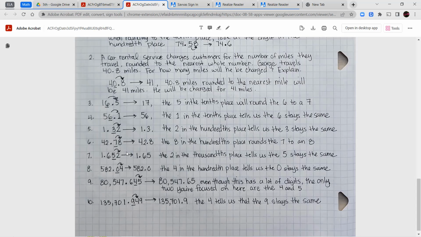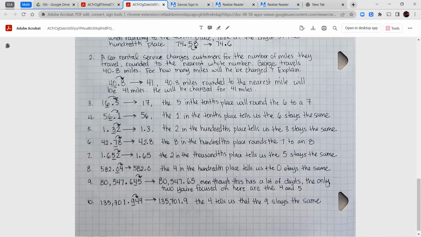Next, we have number 5, 1 and 32 hundredths. The place value that we're looking to round is the 10ths place. The number in the 10ths place is a 3. In order to decide which way it's going to go, we need to look at the place value next to it, which is the hundredths place. That 2 in the hundredths place tells us that the 3 is going to stay the same. So 1 and 32 hundredths is going to round down to 1 and 3/10.